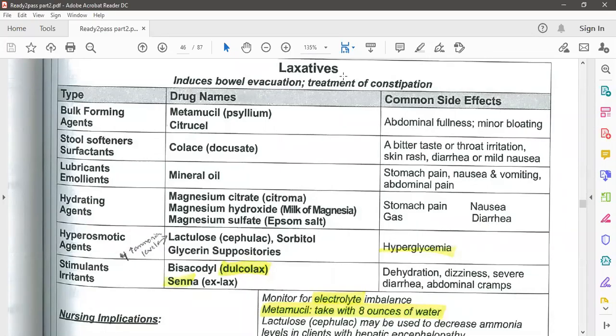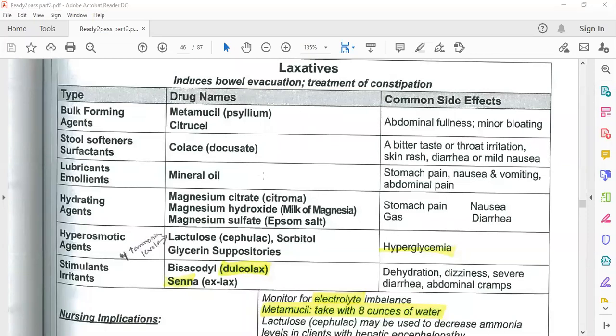So laxatives, right? This is a medication we use for gastrointestinal problems. Basically, we use laxatives for constipation, or laxatives like lactulose for hepatic encephalopathy. Laxatives are used to induce bowel evacuation. Bowel evacuation means the contents in the bowel can be eliminated from the bowel or GI tract. So we use laxatives for constipation, or for hepatic encephalopathy, especially lactulose.